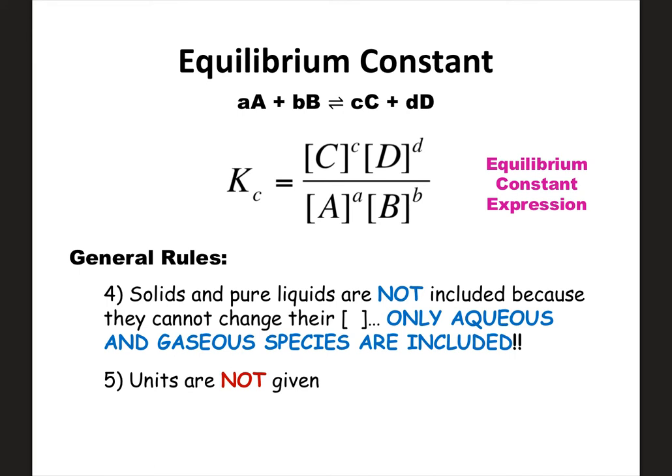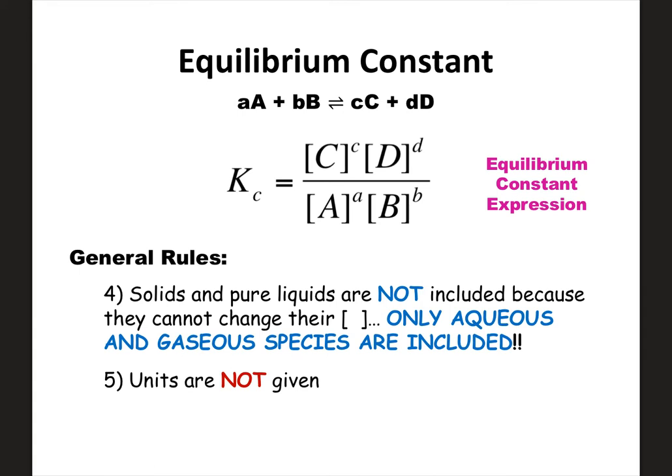So products over reactants, you would just ignore any solids or liquids. We only want aqueous substances or gases here. And that's a big thing that you really need to remember. And there's not going to be any units for your equilibrium constant expression. So you need to make sure you're following these rules as you're writing equilibrium constant expressions.